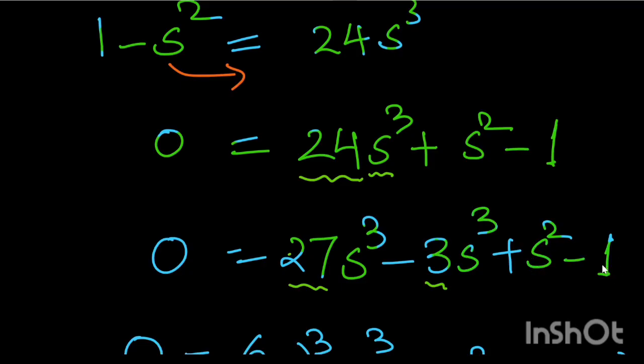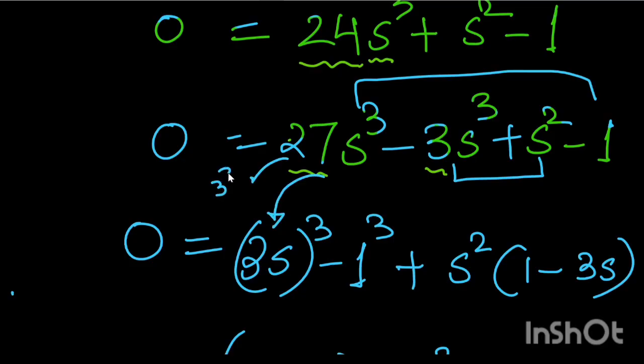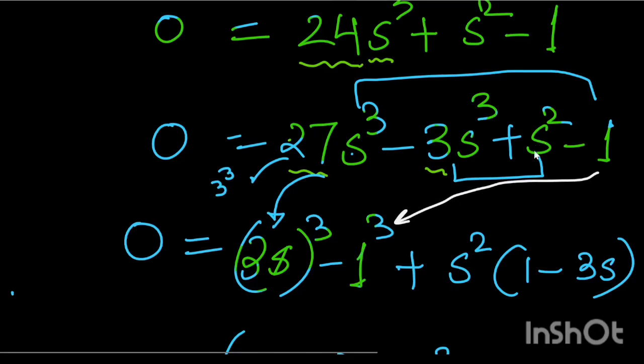Now which two terms will we take as common? Yes guys, this and this we will take, and this and this we will take. So 27 s cube we will write as 3 s cube, because 27 is 3 cube, and 3 cube s cube is 3 sine whole cube. Minus 1 cube came from here, this one is written as 1 cube, and here we will take sine square common, so we are left with 1 minus 3 sine.